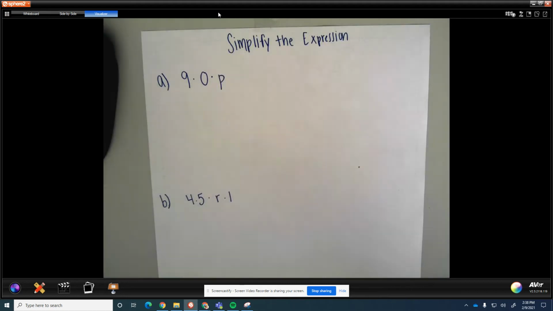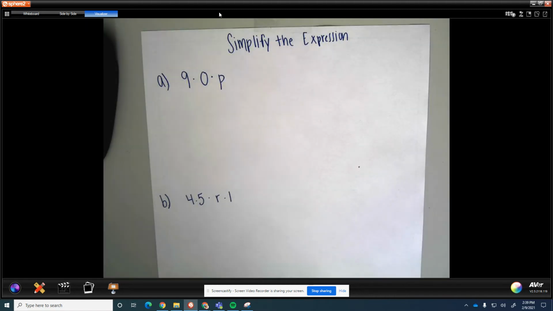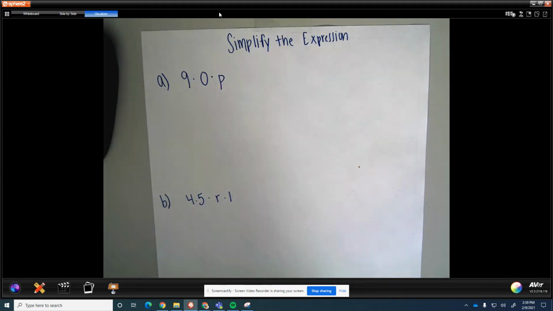All right, guys, now we're going to continue simplifying expressions, but we're going to introduce two new properties. So we have the multiplication property of 0, which means that any number times 0 is going to be 0. And then we also have the multiplication property of 1, which is if you multiply any number by 1, it is going to continue to have the same value. So 4 times 1 is 4, 5 times 1 is 5, so on and so forth.